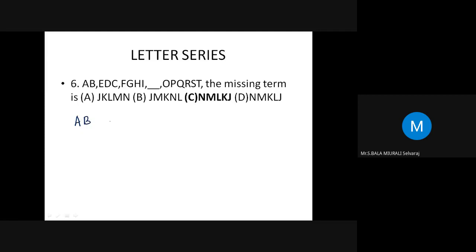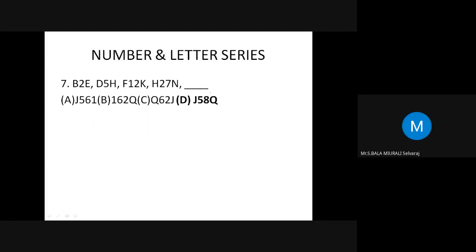A, B, C, D, E, then dash. So this means 2 letters in the forward direction, A, B, then reverse direction 3 letters, E, D, C. Am I right? F, G, H, I, forward direction 4 letters, then reverse direction 5 letters. What are they? I, J, K, L, M, N. That's all. Clear? Yes, sir. Believe me, it's from a NET question paper.